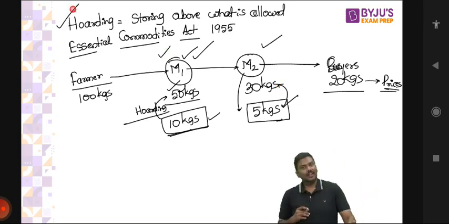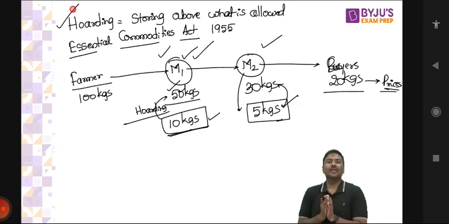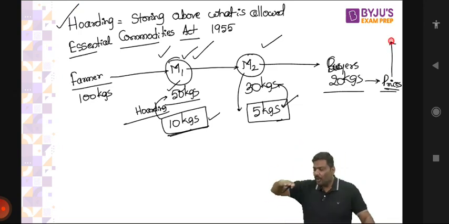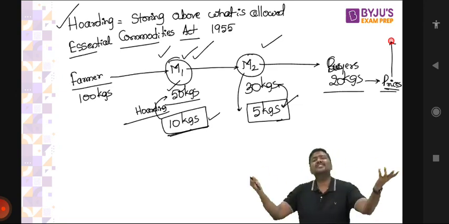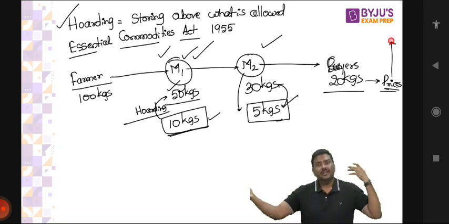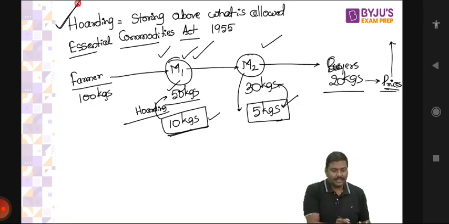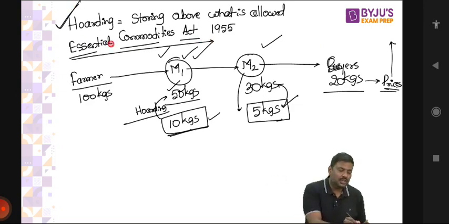Now some of you ask me, sir, why are they hoarding the commodities? Simple. They want market prices to go up, so that they will be able to sell these commodities at higher prices, make larger profits, earn a huge amount of profit. That is the whole idea of hoarding. And Government of India says, no, it is not allowed. It is illegal. Please do not hoard the commodities under the Essential Commodities Act.